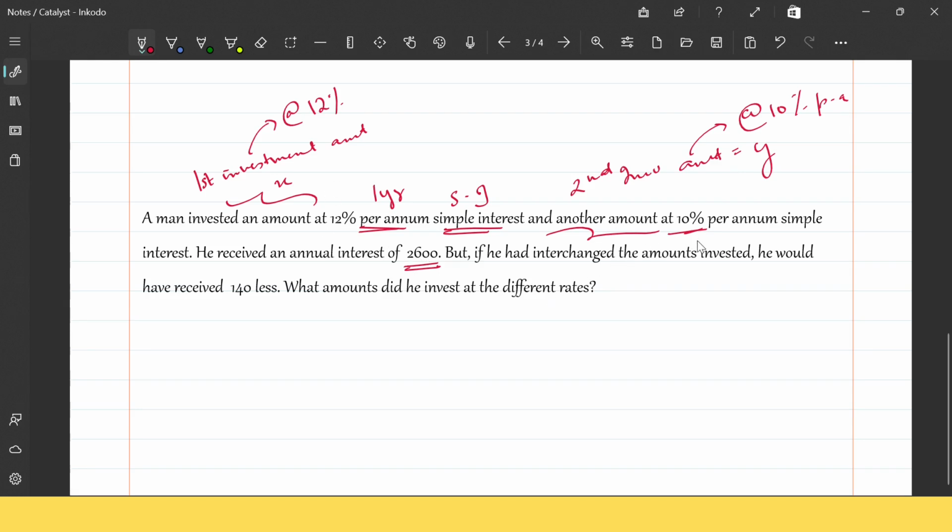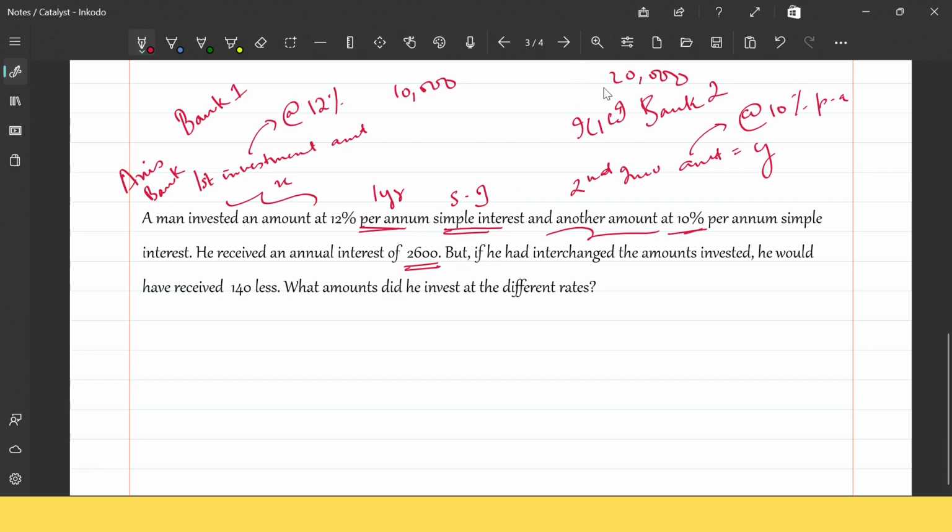Fine. If he had interchanged the amounts, that means suppose this he has invested in bank 1, say Axis Bank, and this is ICICI Bank, bank 2. Suppose here he had invested 10,000 rupees and here he had invested 20,000 rupees. So he'll get some amount here, some amount here. Total will be 2,600 rupees. That is what they are telling.